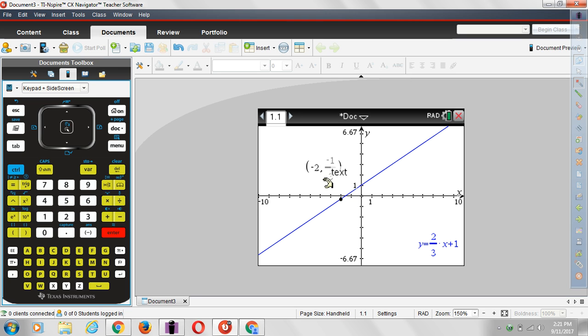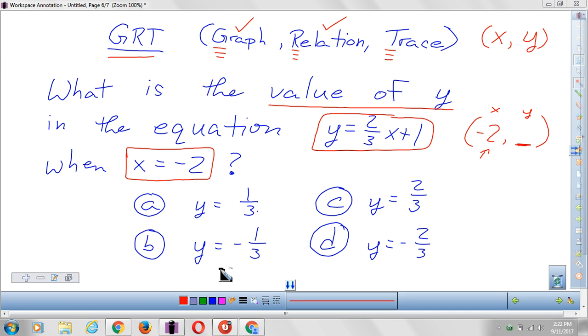And there we go. There's an answer right there, -1/3. And you can see that it pointed directly to that dot on the line, guys. So the x is now -2, and the y was -1/3. So that is my answer, okay? So y equals -1/3, right there. So this is my answer.